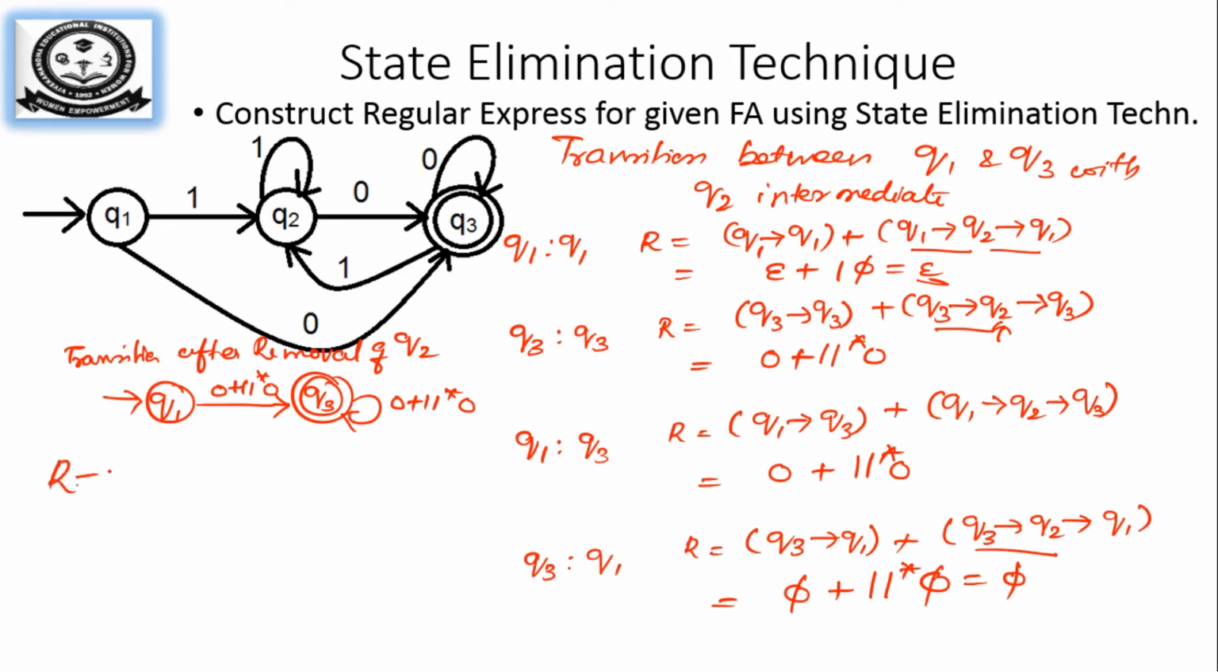So your final regular expression is going to be 0 plus 1 1 star 0, that is from Q1 to Q3. Okay. So then you have a self transition with the Q3. So you will write 0 plus 1 1 star 0 whole star. Now this is R star. You can reduce it to 0 plus 1 1 star 0. Okay. So this is your final expression for the given diagram.